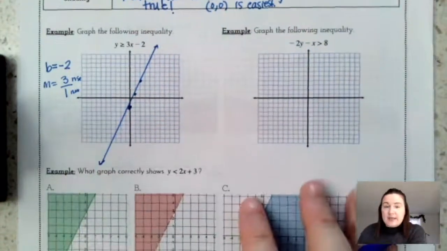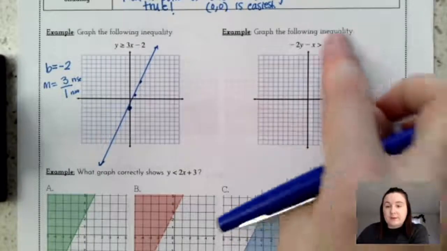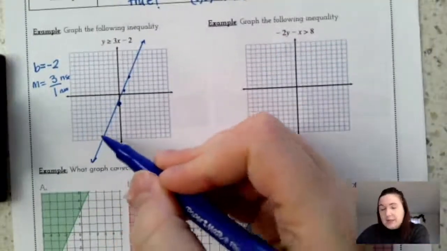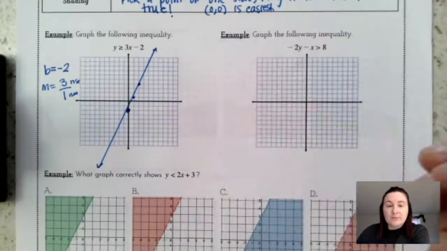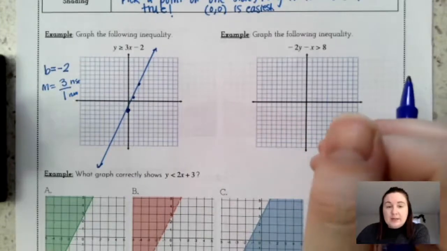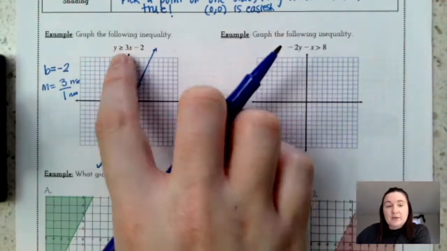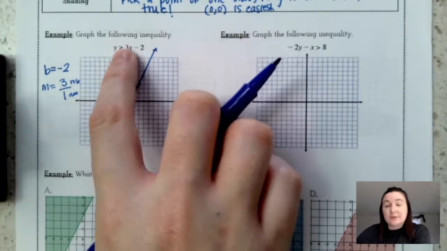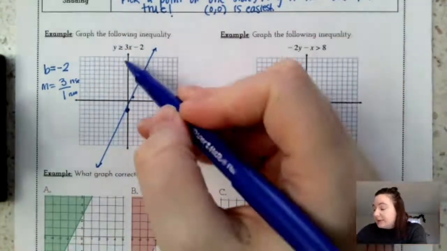If it was a dashed line, I will show you what that looks like for this example, but you just kind of make dashes instead of connecting it all the way. And now we need to shade. So if this is an inequality, you have to shade it. And we have to decide where we shade.